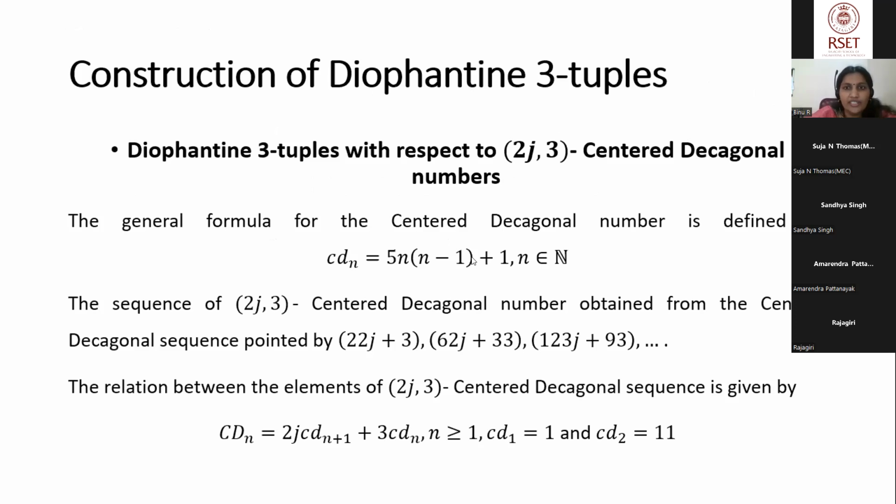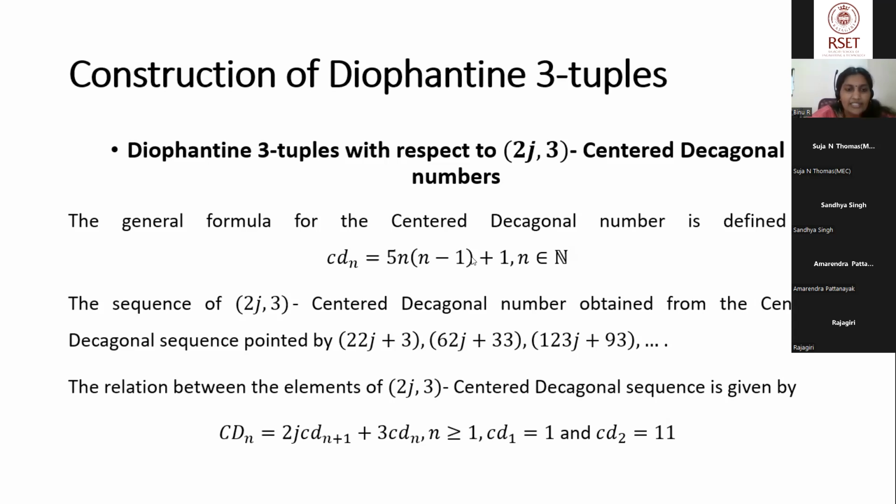Construction of a Diophantine 3-tuple. First, we consider the Diophantine 3-tuple of 2J+3 centered decagonal numbers. The general formula for the centered decagonal number is defined as CDN equal to 5n(n minus 1) plus 1, where n belongs to the set of natural numbers. The sequence of the 2J+3 centered decagonal numbers obtained from the centered decagonal sequence is 2J plus 3, 6 2J plus 3, 12 3J plus 93, etc.